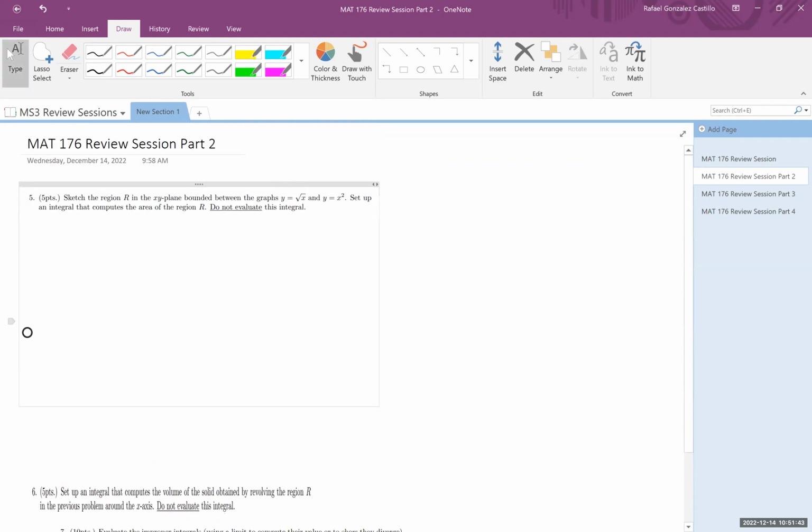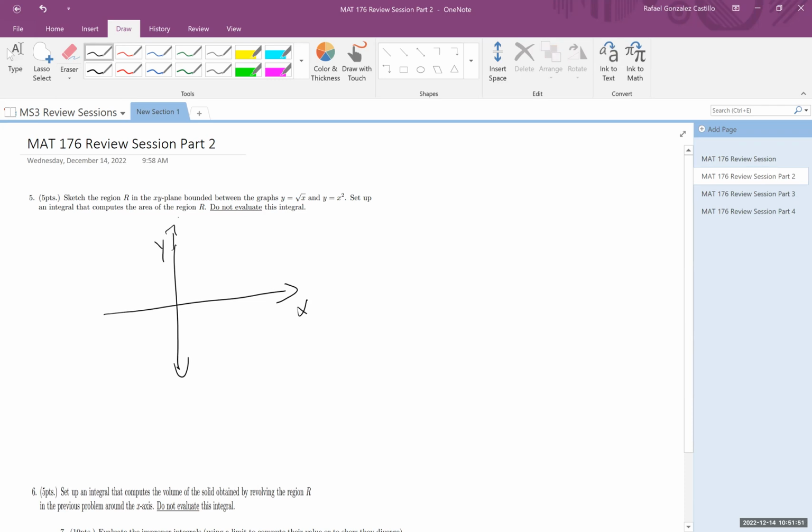All right, so for this problem, we have to sketch some region in the xy plane. So I'm going to really quickly draw my xy plane. Now I'm told that I need to graph y equals radical x and y equals x squared, and then I'm asked to set up an integral that computes the area of that region. Now y equals radical x is a function that looks like this. y equals x squared is a parabola that looks like this.